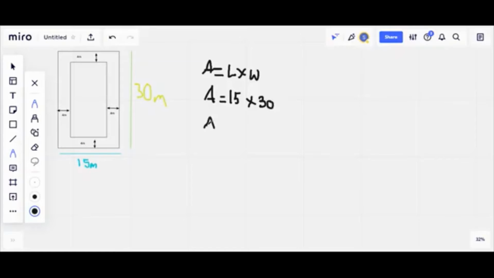So we can simplify that. A is equal to 15 multiplied by 30 is 450. So that's the first part done, so meters squared. So that's our first part done, but that's also the easiest part. So the next thing we have to do is find our dimensions for these inside lines here.